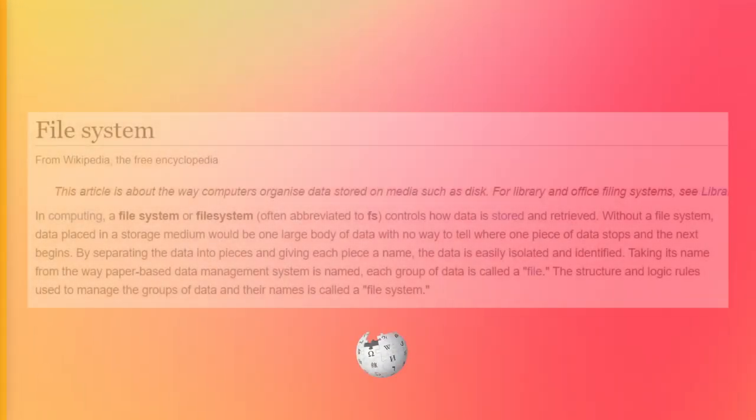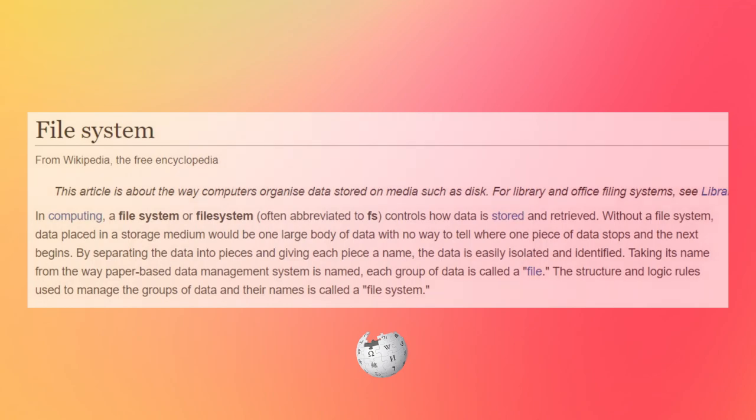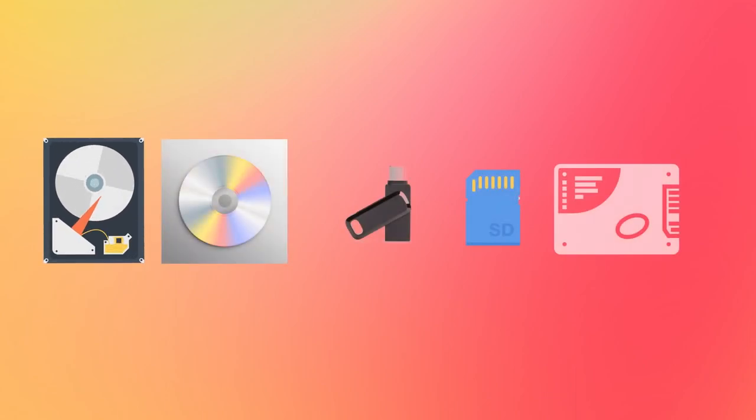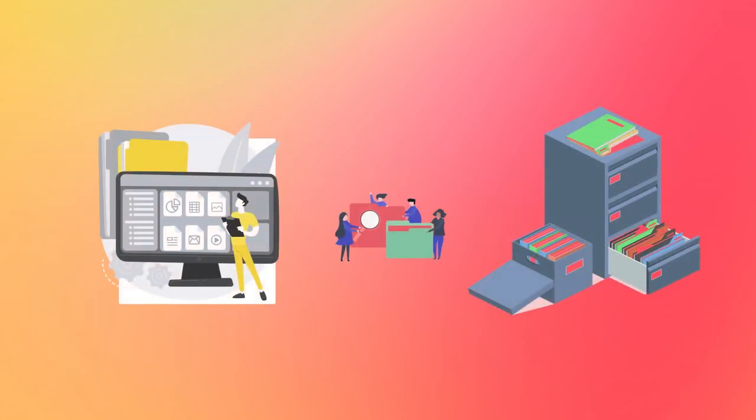Before we get into the advanced stuff, let's first get a quick one-on-one on file systems. As per the Wikipedia definition, a file system controls how data is stored and retrieved. Without a file system, data placed in a storage medium would be one large body of data with no way to tell where one piece of data stops and the next begins. So I think the definition makes it very clear. Every storage media, be it hard disk, CD, DVD, USB thumb drive, any media where you store data, needs a file system for managing the data.